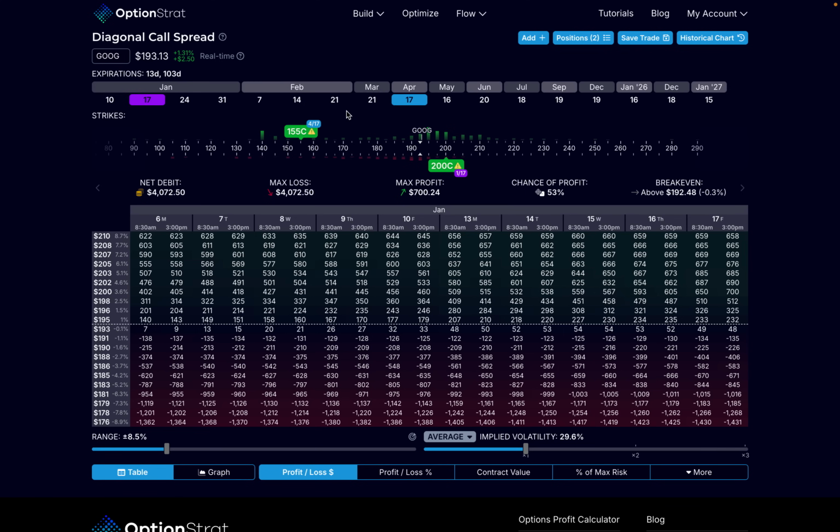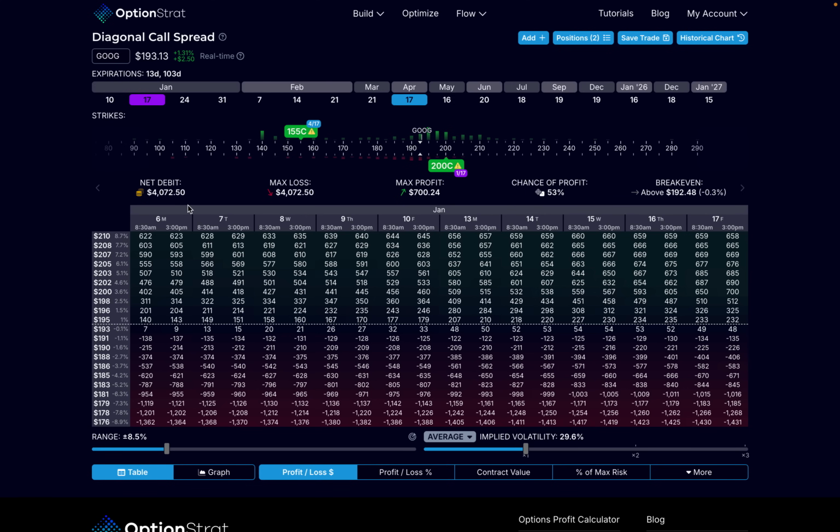And so this is called the poor man's covered call. This requires a lot less money than if we were to have purchased the 100 shares of Google. $19,000 versus only $4,000. That's a lot less money.